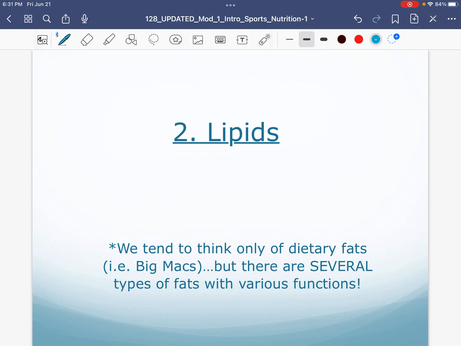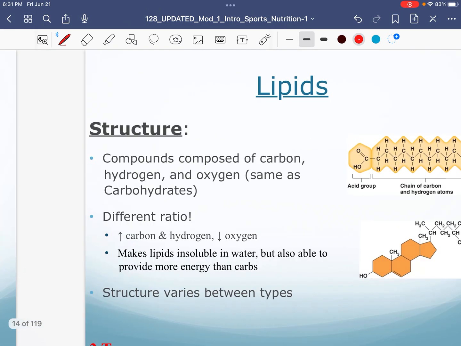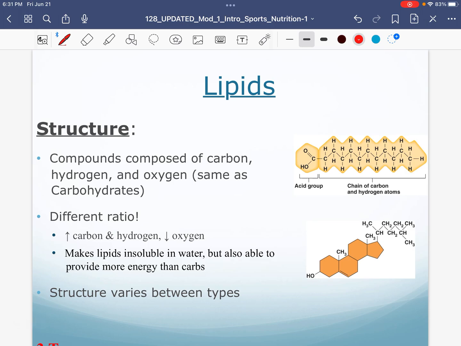Okay, I just stopped for a drink there, some water. Our second macronutrient is lipids. So remember, we're talking about macronutrients, what we need more of in our diet. Our first macronutrient, carbohydrates, we just talked about that. Our second macronutrient, lipids. Lipids is a fancy word for fats, but as we're going to see, there's different types. It's not just that yummy Big Mac fat. Not that you would eat that, of course.